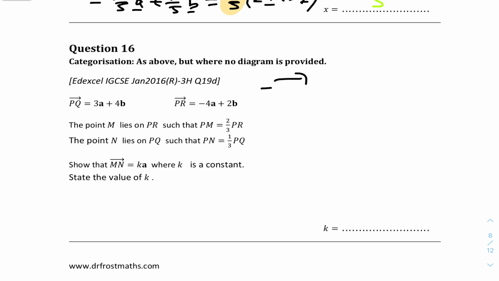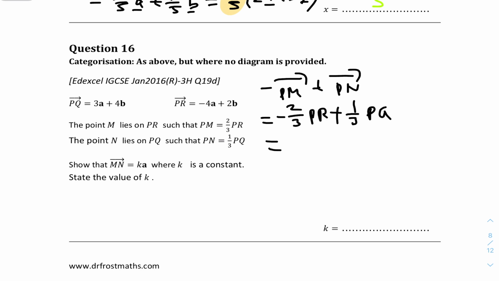So minus PM plus PN will be equal to minus 2 over 3 PR plus 1 over 3 PQ. And let me just rearrange it to get this first. So it'll be 1 over 3 PQ. PQ is 3a plus 4b.